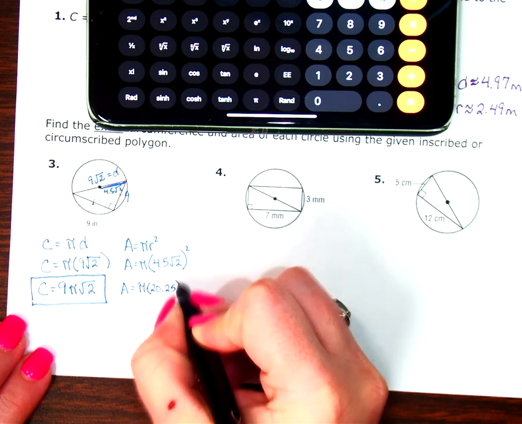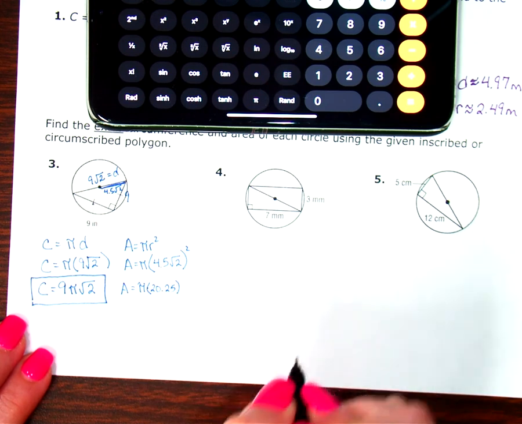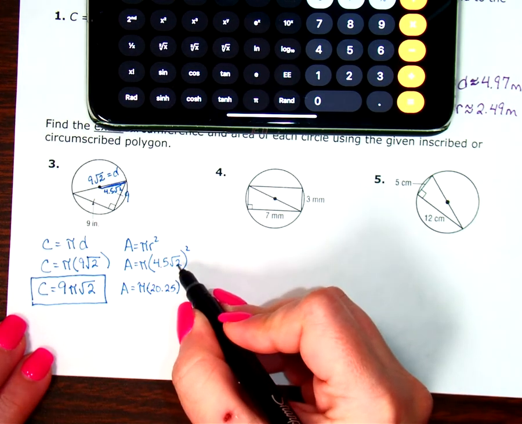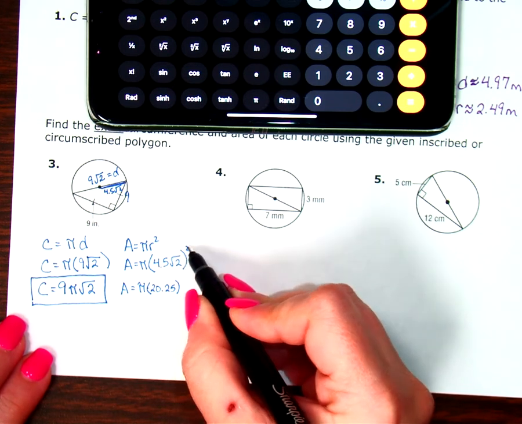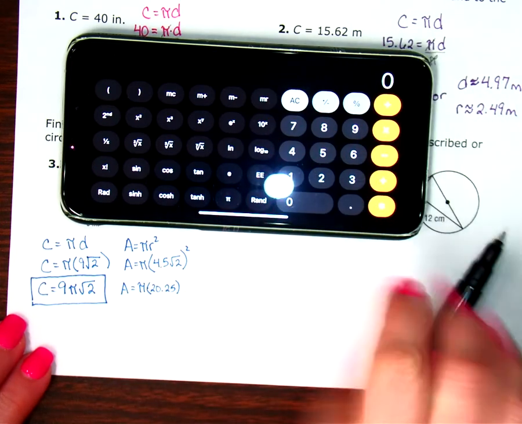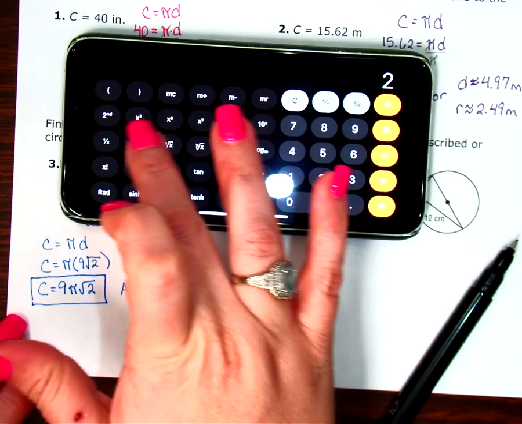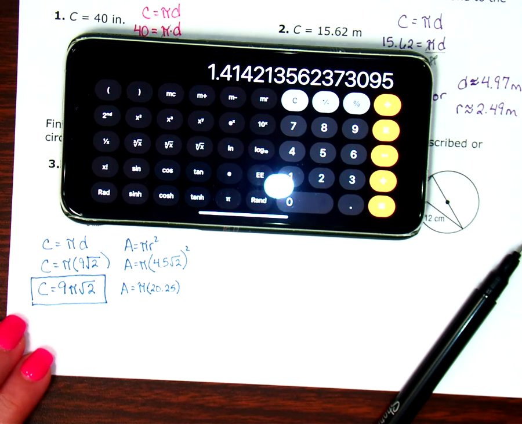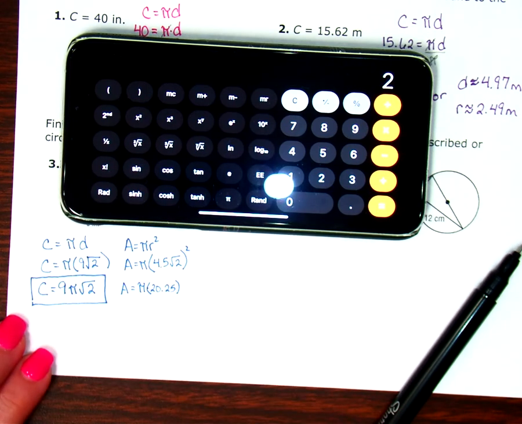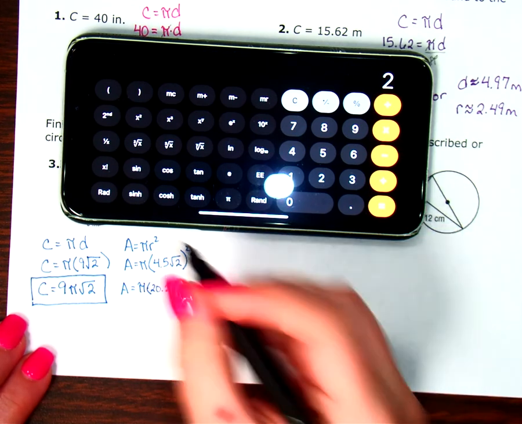And then we're also squaring the square root of 2. Remember, squares and square roots cancel out. So that's actually going to become just 2, because the square and the square root are going to cancel out. But if you need to see that, if I do the square root of 2, and then I square that, it gave me 2. It's just 2, because the square root and the square cancel out.